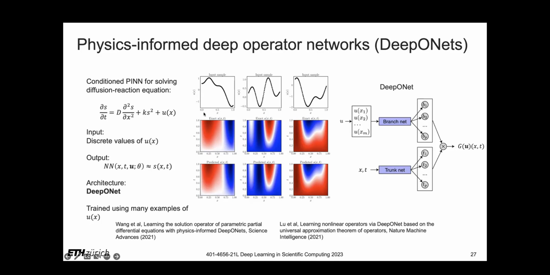Sorry, not the solution, of this u of x function. You pass them through a bunch of layers, multiply their hidden representations together, and you get out the value of the solution. So this is essentially a conditioned PINN, as I was saying before, but you're putting in way more inputs rather than just two scalar values. And you can train it in exactly the same way, and again, it will learn the solution across these different u functions, for example.